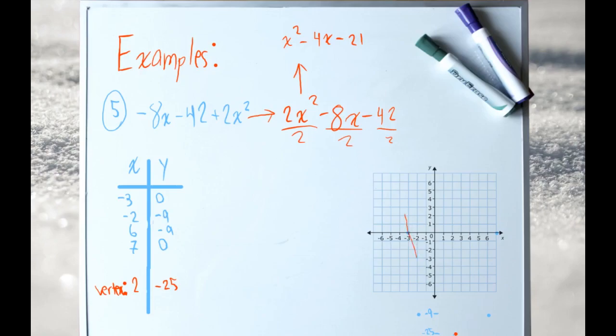So like this, or how about like this? All right, there we go. We have our x-intercepts at x equals negative 3 and x equals 7. Also notice that this little curve right here was an accident. It's not actually part of the graph.